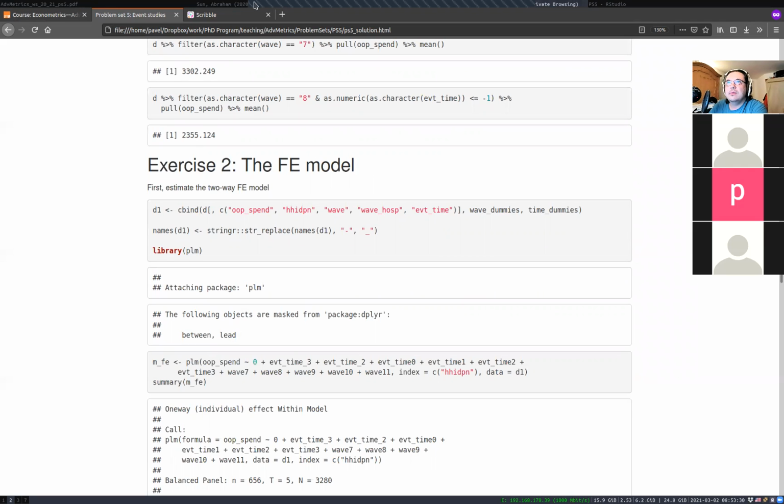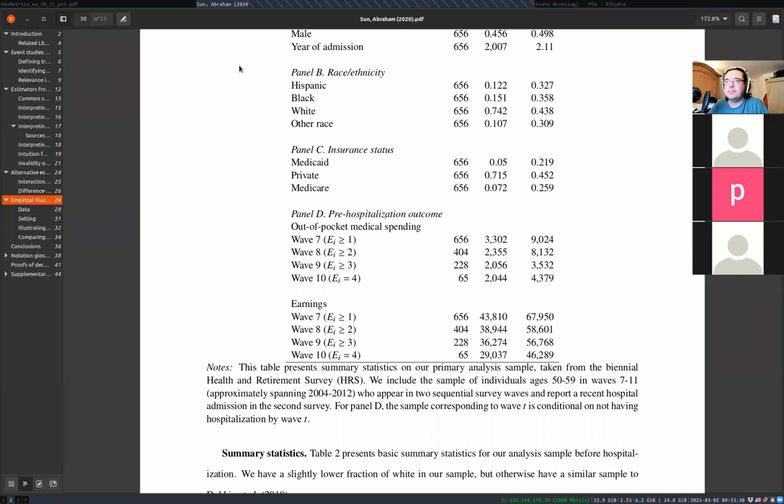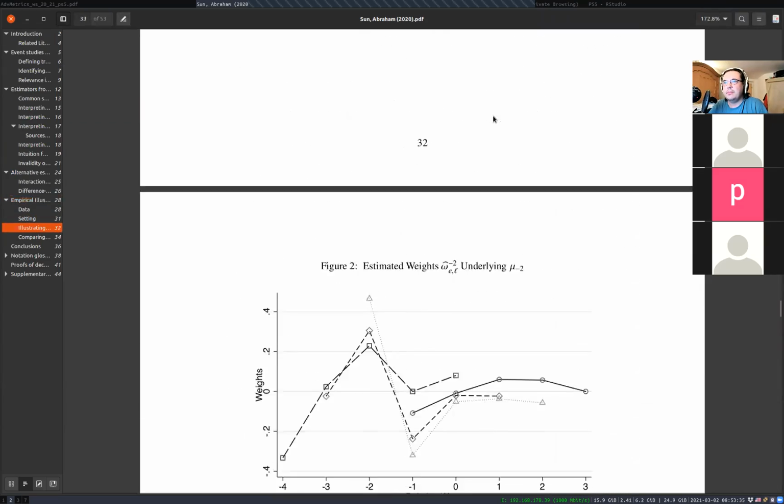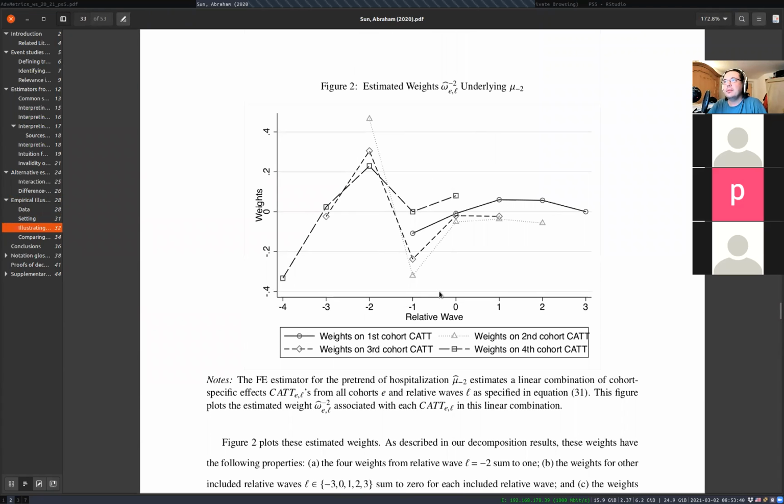The next question in the problem set is about the graph they have here, figure 2. What this figure shows, for different periods, relative to the first hospitalization, are the weights of different cohorts. So how do we read this graph? We are interested in the effect, say in one period, period 1 after hospitalization. What cohorts actually contribute to estimating this effect?